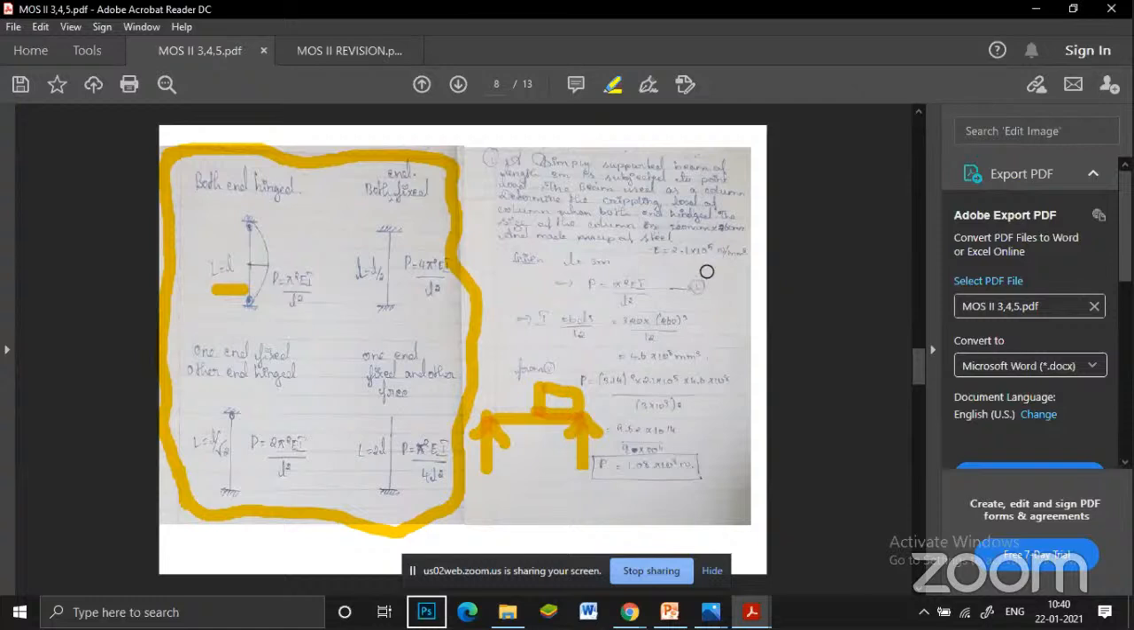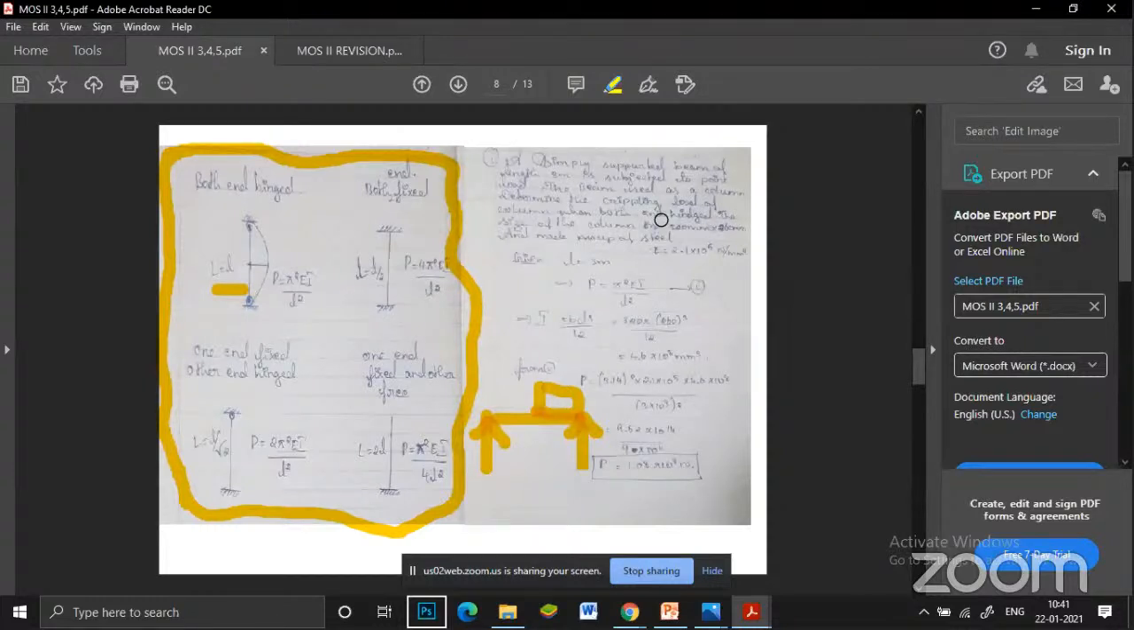In that case, they have given the clue that both the ends are hinged. In case of both ends hinged, how will you find it? Whether it is a cantilever beam or a simply supported beam, the same formula must be used. There is no change in that. Don't forget, it varies only with the end conditions: both ends hinged, both ends fixed, one end fixed and the other end hinged, one end fixed and the other end free.